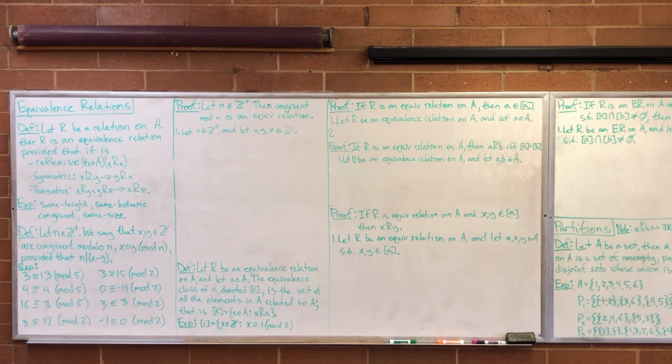What about this one? Is 16 congruent to 3 mod 5? No. 16 minus 3 is 13. Does 5 divide 13? No. Or 16 divided by 5 has a remainder of 1, and 3 divided by 5 has a remainder of 3. Not the same. Next one.